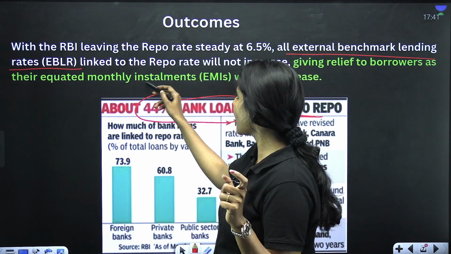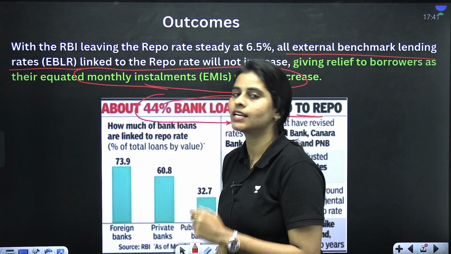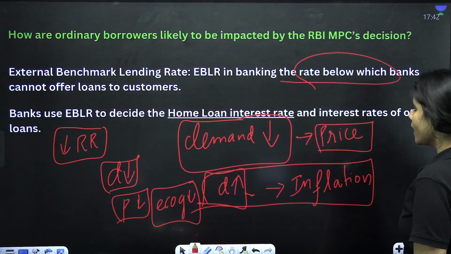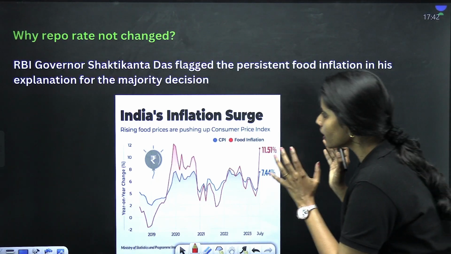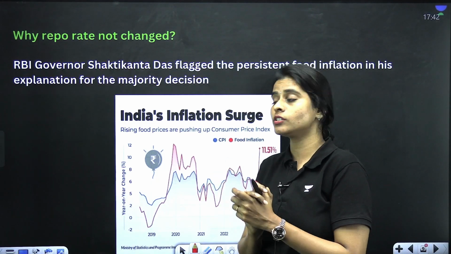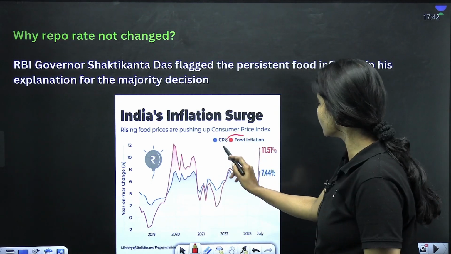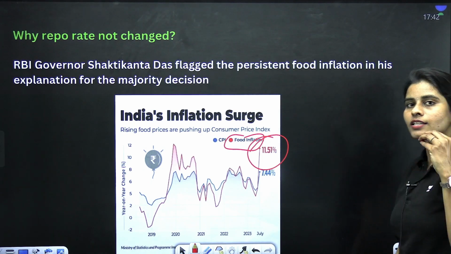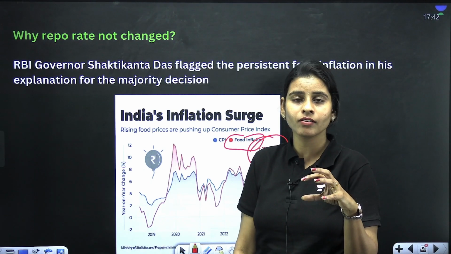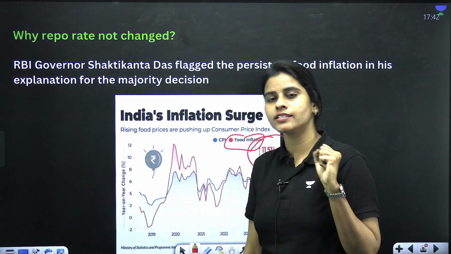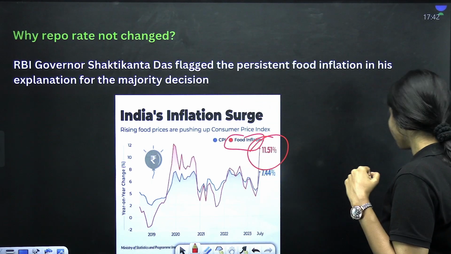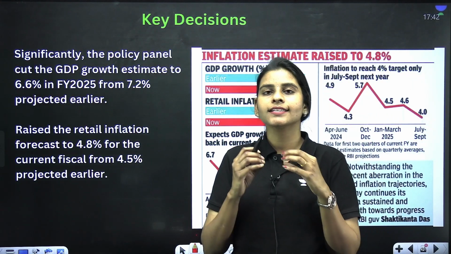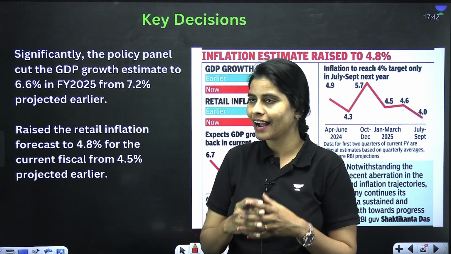In that case, what is going to happen to your EMI? It is not going to get increased. Of course, if it is a variable EMI, it is not going to get increased. And moving forward, this is the image of India's inflation surge in recent times. You can see here that the food inflation is very, very high right now, right? So this is the main reason cited by the RBI governor to not decrease the interest rate in the latest MPC meeting.